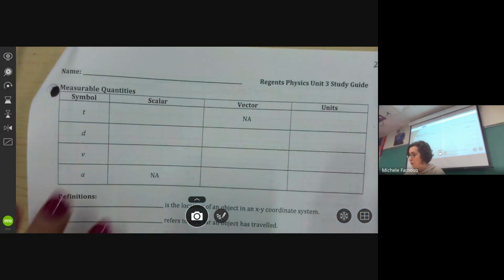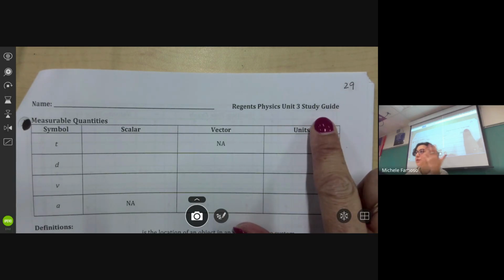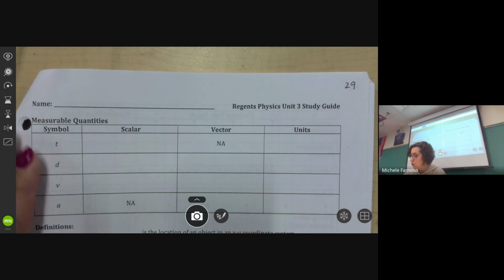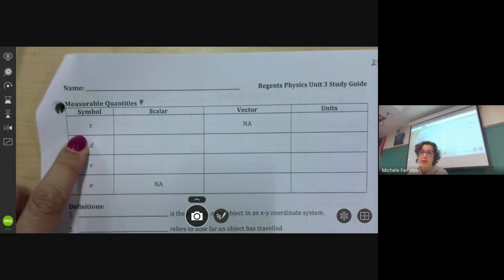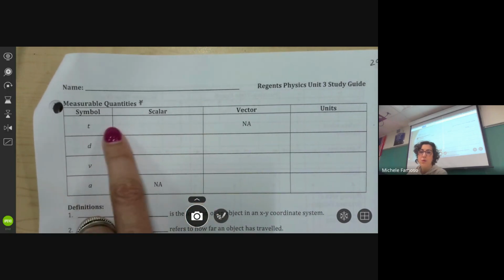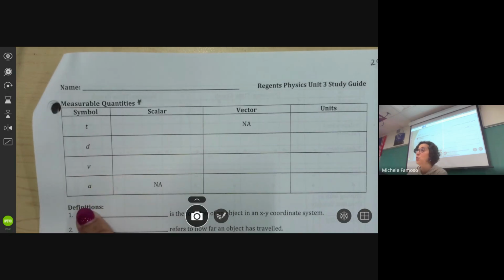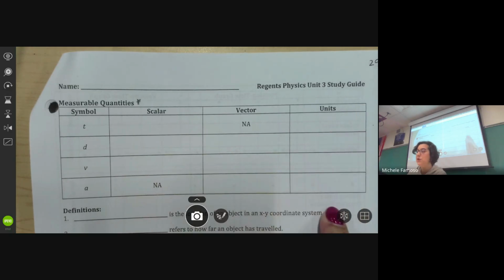So for example, the review materials start on page 29 in the packet. And basically it starts off with a study guide. Right now, you should be able to complete this chart here, the measurable quantities. Basically, what I'm asking you to do is if I give you these symbols, what do they stand for in words? If it's a scalar, if it's a vector, and then what units are they measured in? You should just know this kind of stuff.